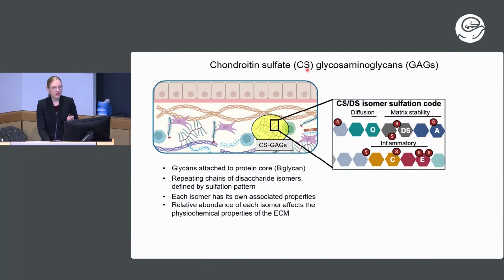So what we call CS, again, chondroitin sulfate O isomer, has no sulfate group. It's more involved in diffusion. These two are more involved in matrix stability. This is DS, or dermatan sulfate. It has 2 sulfate groups at these positions. And then CSA has 1 sulfate group here, also involved in matrix stability. CSC and E are more inflammatory, and there's the sulfate groups there. So again, there's 5 isomers that we find in the intestines total. They each are defined by their unique sulfation pattern, and they each have a unique function associated with them. So the relative abundance of each isomer can affect the properties of the extracellular matrix.